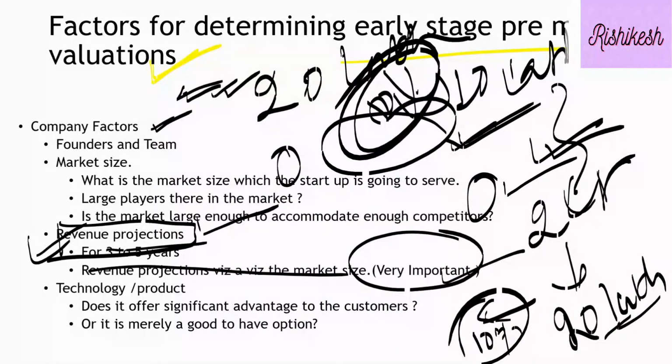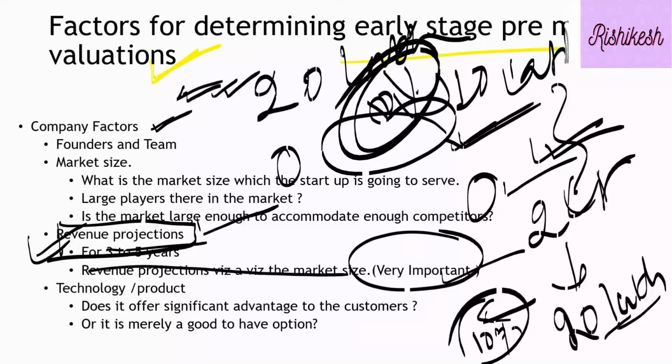So for you, the first thing is also to find out what is the total market size that your business can actually serve, and with respect to that, what is your revenue projection. So this is something which is very important. The next factor which is there is technology or product. So does your technology offer significant advantage to the customers? Is it a game changer, right? Or it's just a merely good to have option, right?